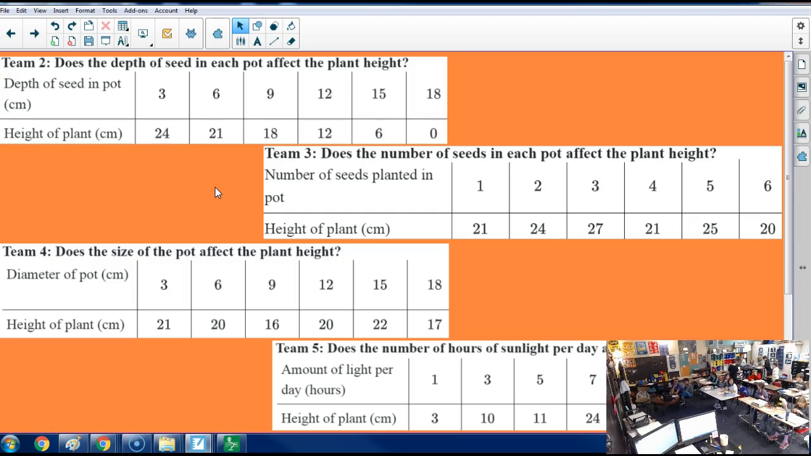Team 2. So we're looking at depth and speed of shot effectiveness. Go to 18 meters. And then height, what's the highest height value?